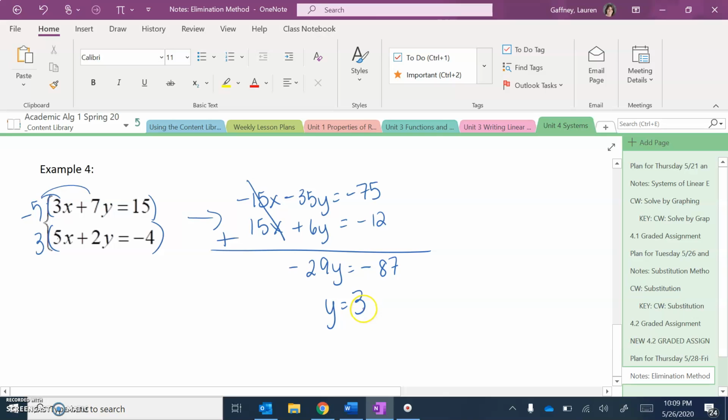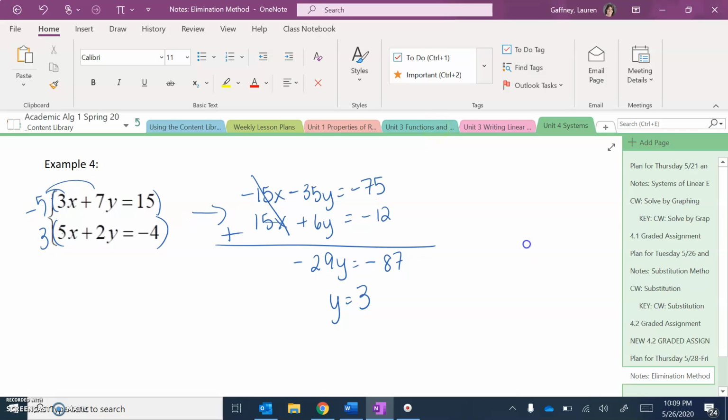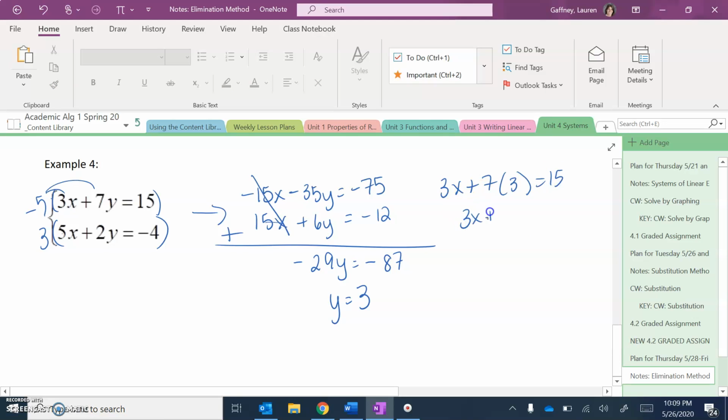Now, you could plug y equals 3 back into this one, this one, this one, this one. I'm going to go back to probably this one or this one. You can do these, I just am not going to because the numbers are bigger, so it's a little more annoying. So let's do the top one. Put 3 in for y. So now 3x plus 21 equals 15. Subtract 21 and divide by 3. So here my answer is negative 2, 3.